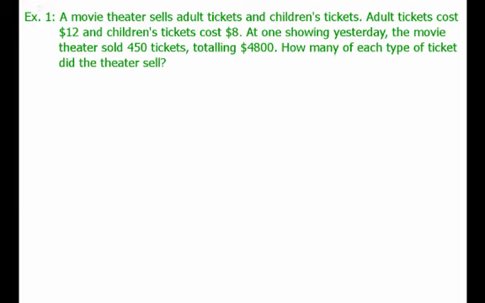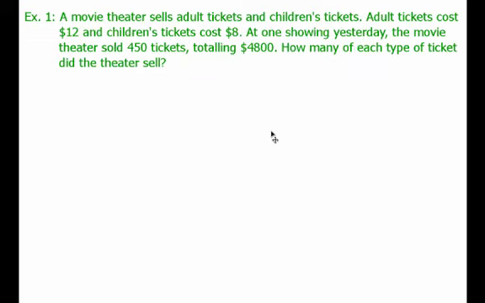So example 1 says a movie theater sells adult tickets and children's tickets. Adult tickets cost $12 and children's tickets cost $8. At one showing yesterday, the movie theater sold 450 tickets totaling $4,800. How many of each type of ticket did the theater sell?